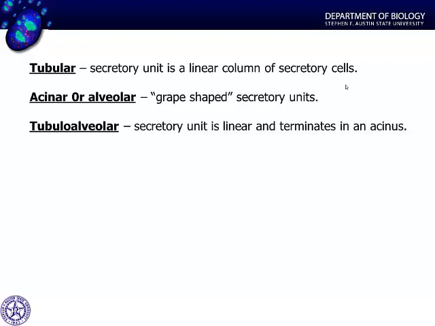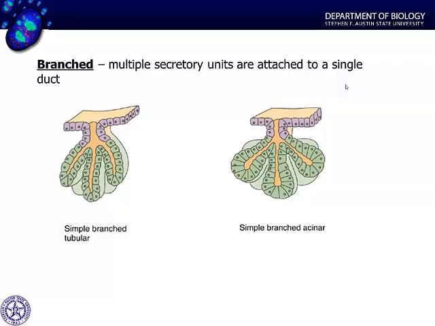So here we have tubular, acinar, tubuloacinar. That's what we talked about. But when we get to having multiple units coming off of one duct, then we're going to refer to that as branched. Now this is where it gets a little tricky. If we had only a single unit, we would simply call this simple tubular, or simple acinar.